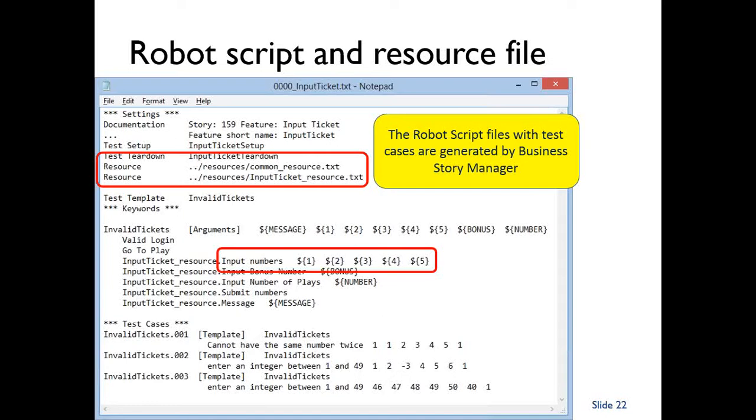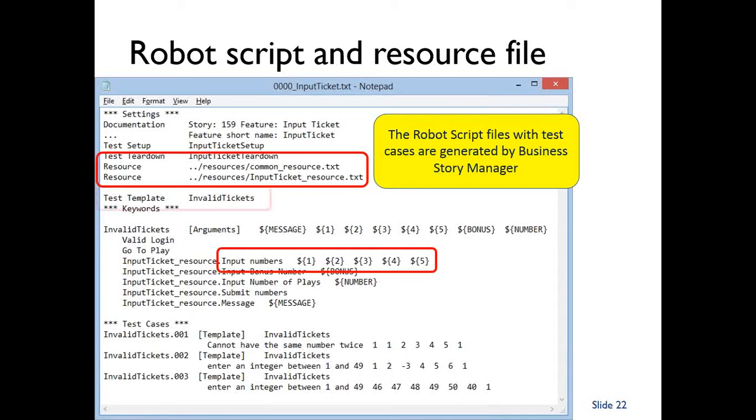bottom of this page. Now you can also see in this file towards the top that every test case will reference the common resource file and a resource file which is unique to this test case file. So this is input ticket.txt. It references resources input ticket underscore resource.txt file. And that's how the structure is applied. So this file we're looking at right now is generated, and usually you would not edit it. You would not change it because it doesn't need to be changed.